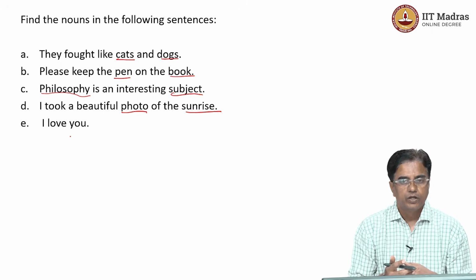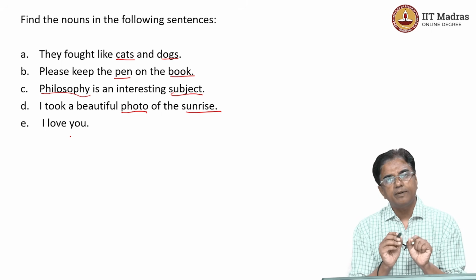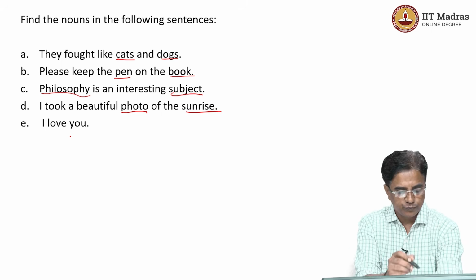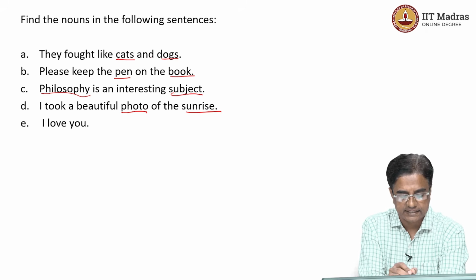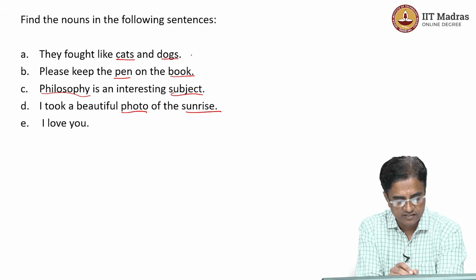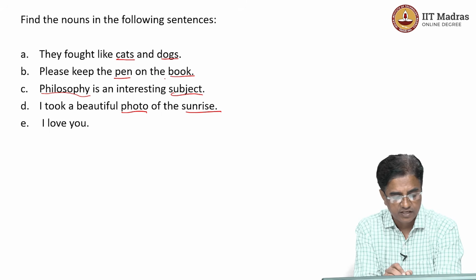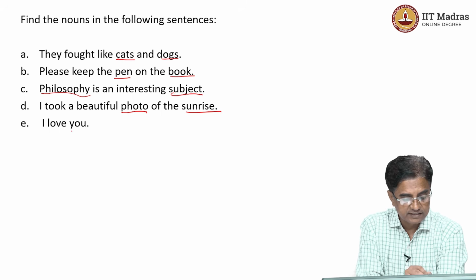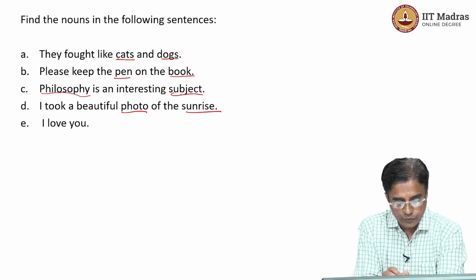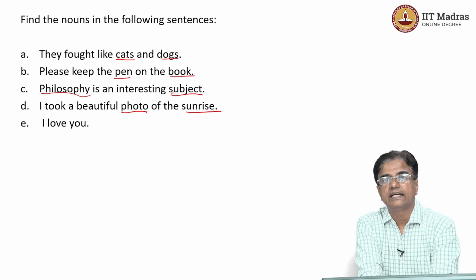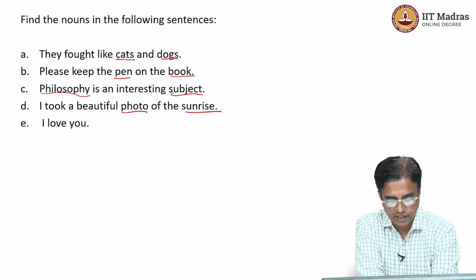But look at this. Only nouns can be made plurals. So when we say cat and cats, dog and dogs, pen can be plural, pens, books, subjects. So this is one of the categories, one of the functional features of nouns.